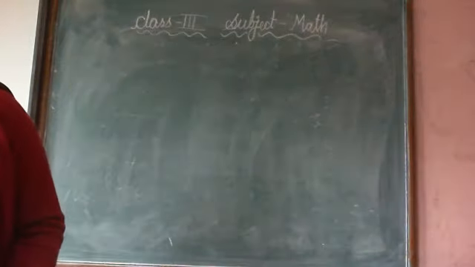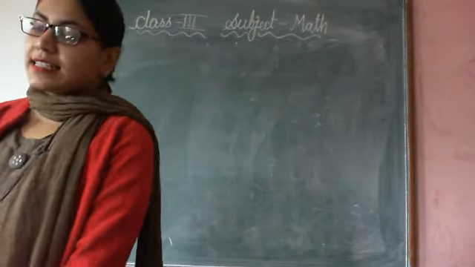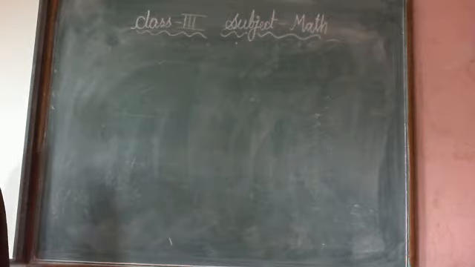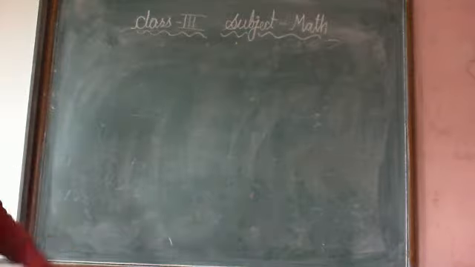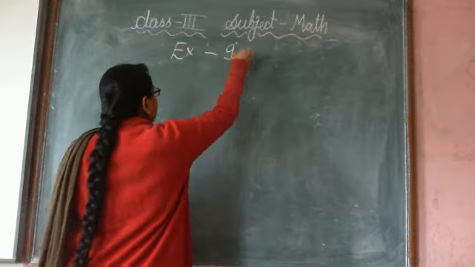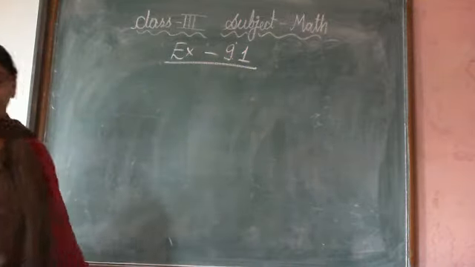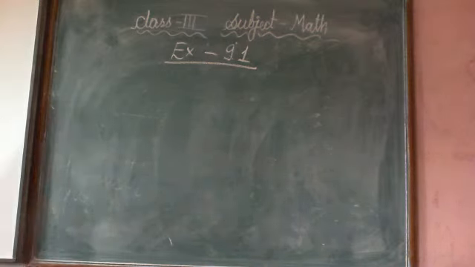Simple it is. So students, now let's start the exercise. Well, so much we had understood. Now let's implement. So all of you open your copies and write down exercise 9.1. In the last lecture we started chapter 9, that is time. So enough we understood about the time. So let's implement whatever we had learned. So exercise 9.1.